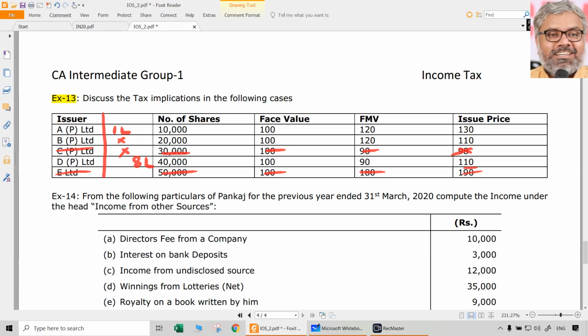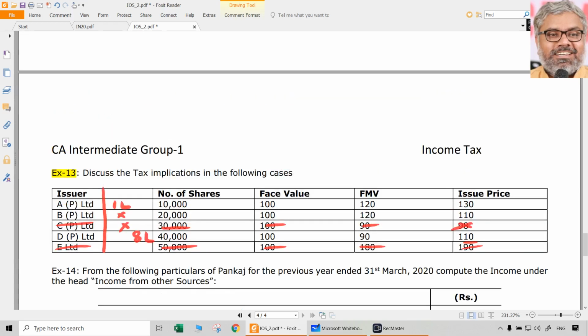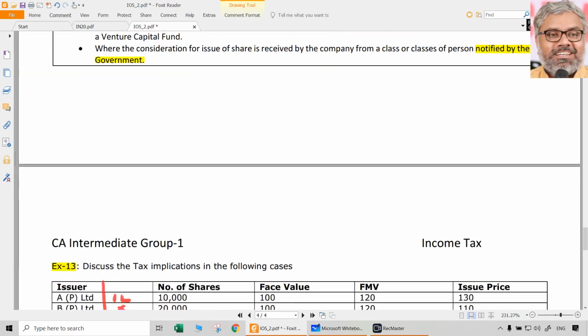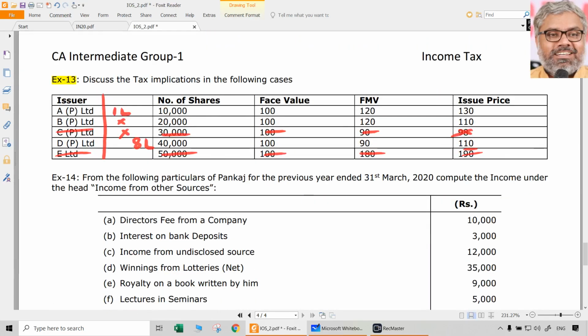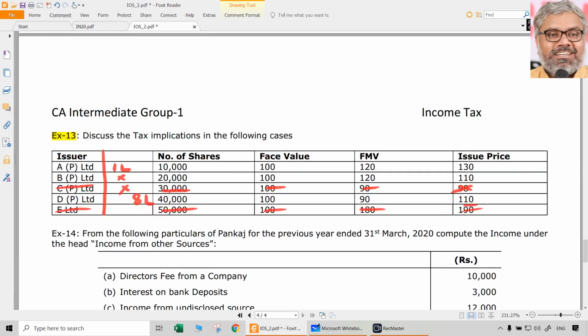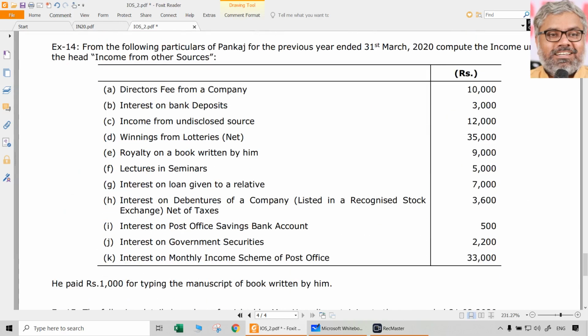Of course, the facts will be clear, which indicate to us whether this provision is applicable or not. For a closely held company, this word you can use, or you can use the words company in which public are not substantially interested. For them only this provision is applicable when the shares are issued at a premium, and that too at a price which is higher than the fair market value. Then the excess amount over and above the fair market value shall be taxable in the hands of the issuer company. That's it. That was question number 13, exercise number 13 we can say.